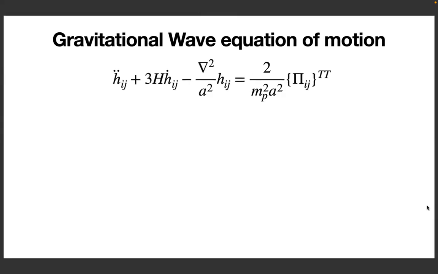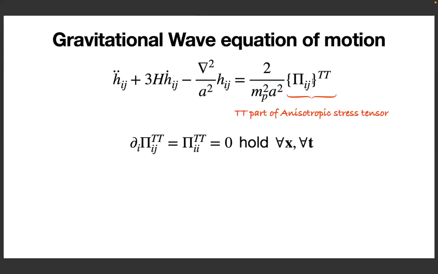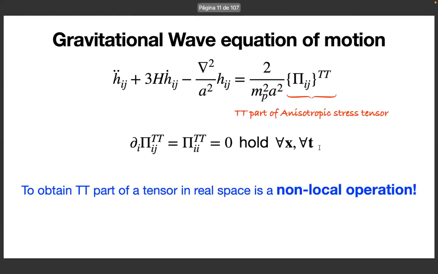So let's go to the equation again. As I told you, this equation is sourced by the transverse traceless part of the anisotropic stress tensor. This means that the conditions of being transverse and traceless should hold for every position and every time. And why is this a problem? Because getting the transverse traceless part of a tensor in real space is a non-local operation, which is a problem, but I will tell you why.